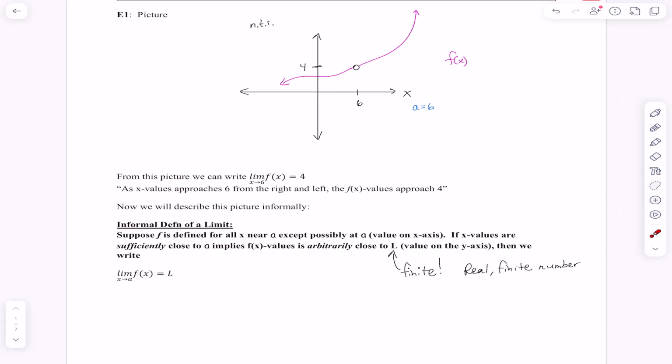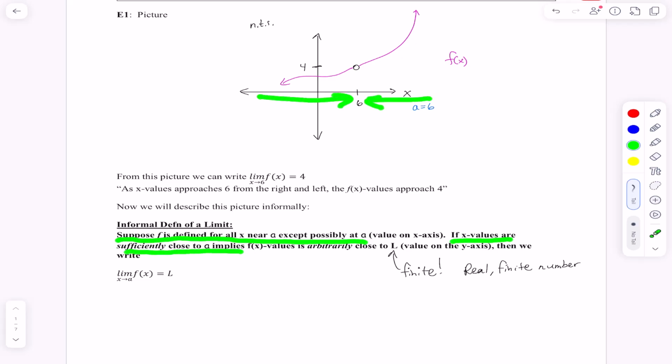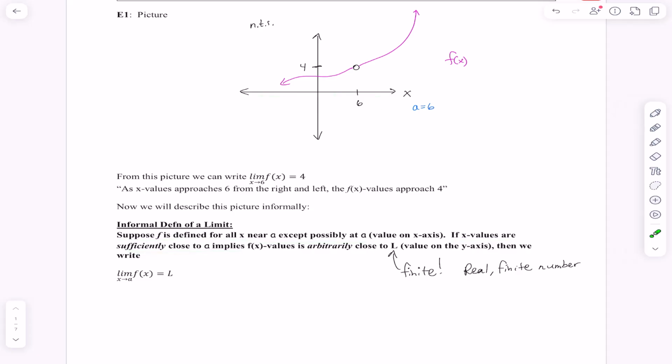All right, let's say that one more time. Suppose f is defined for all x near a except possibly at a, and if x values are sufficiently close to a, then the f of x values are arbitrarily close to L. So there's your L. L is 4. Do the corresponding f of x values get arbitrarily close to 4? And the answer is yes.